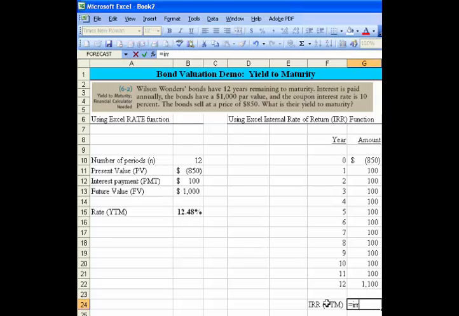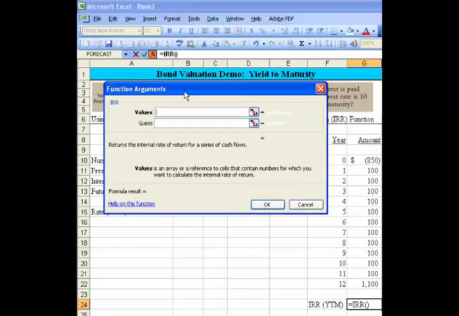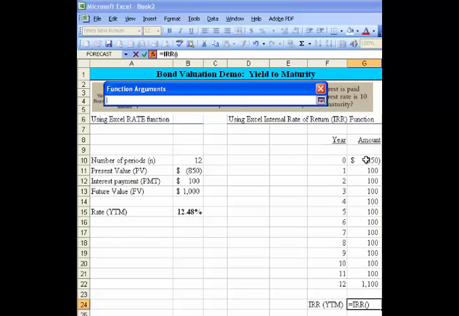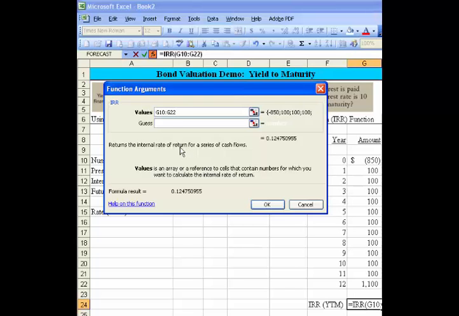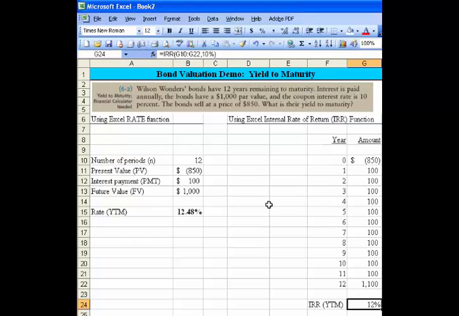Equal IRR, left paren, let's call it up over here so you can see it walk through it. The values now is that stream of payments, and you can enter it that way. Excel knows what to do with that. And the guess, I'm going to use the coupon rate of 10%. It just needs a guess to get us started. And when we hit that answer, we get 12%.